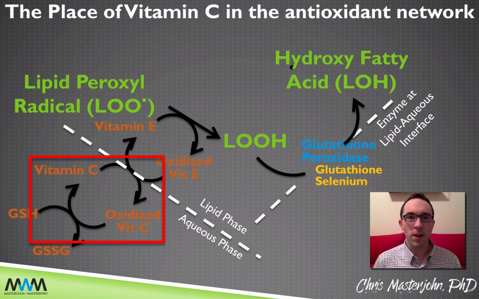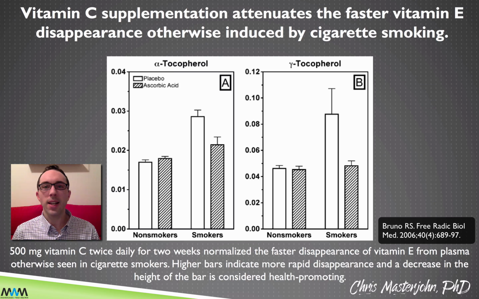Because of vitamin C's fundamental role in the antioxidant network, we're going to see that vitamin C and vitamin E are going to interact in ways where if one is missing, we may need more of the other. An example of that is in cigarette smokers. Cigarette smokers have a faster disappearance of vitamin E due to a greater rate of oxidation, and vitamin C can help bring that back down to normal by recycling vitamin E more effectively.